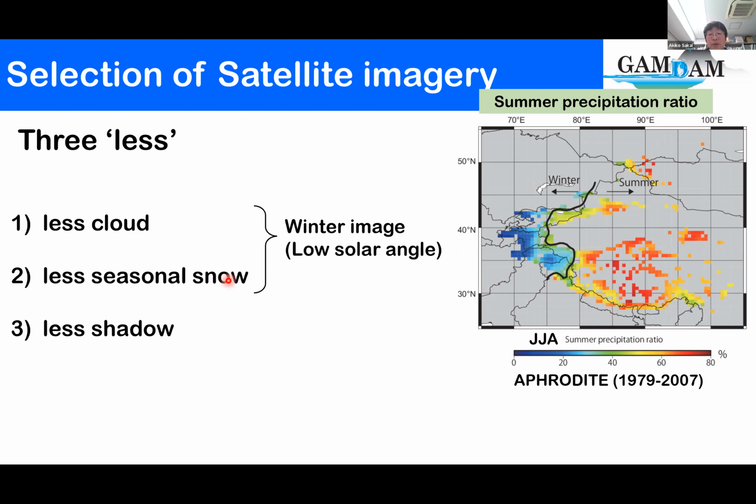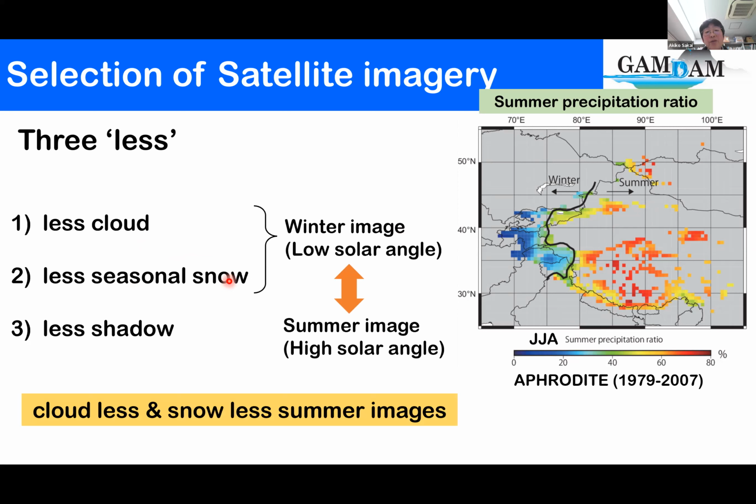So at the first stage, we collected winter images. But as you know, shadow cannot be avoided in winter images. We missed the shadow part in the first stage. So in the second stage, basically, I selected cloudless, snowless summer images.